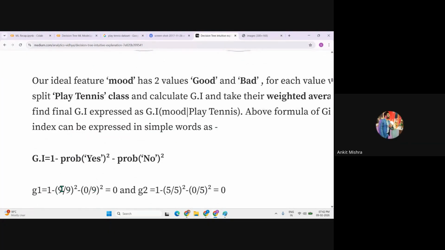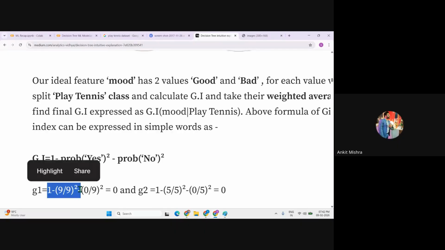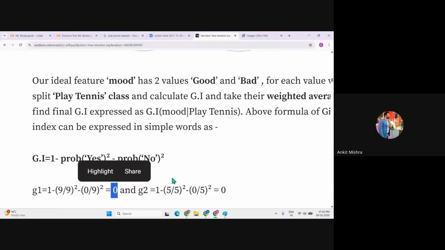So it's 1 minus the probability of yes squared, minus the probability of no squared, and you are summing up all the values. Because 9 by 9 becomes 1 and 0 by 9 becomes 0, it's 1 minus 1 squared, minus 0 squared. So the answer will become 1 minus 1, and the final answer will be 0. I hope everyone is getting my point, candidates.